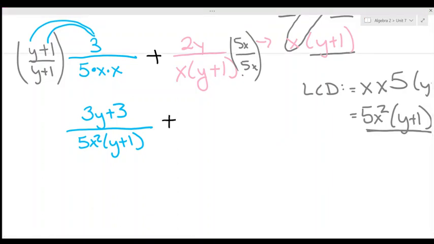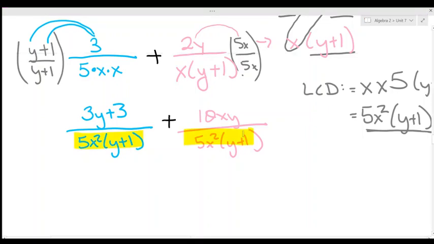And then we have our pink fraction. So we have to distribute that 2y. We have to multiply 2y and 5x. Well, that becomes 10xy over, and now we have all of our pieces for our LCD. So it's 5x squared, y plus 1. Our denominators are the same, which is what we want. So that means we can add our tops.